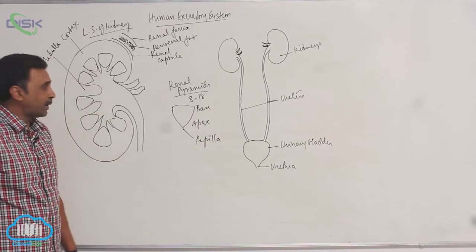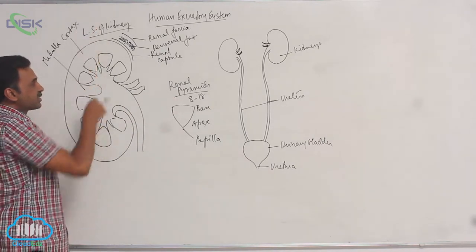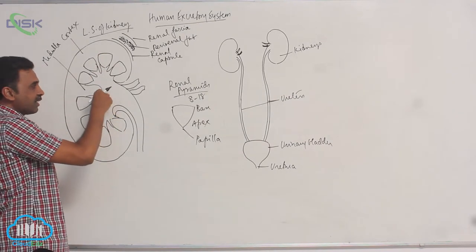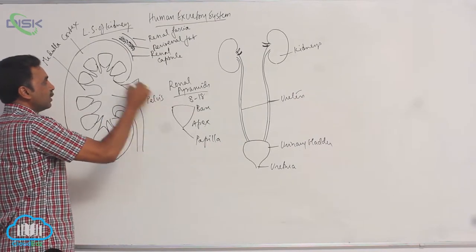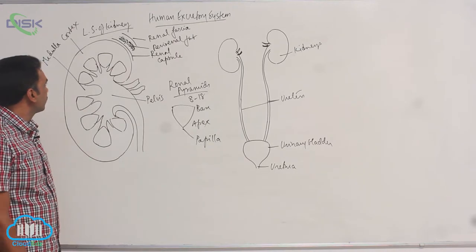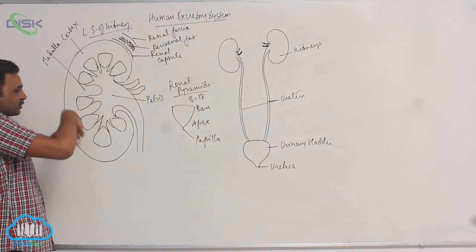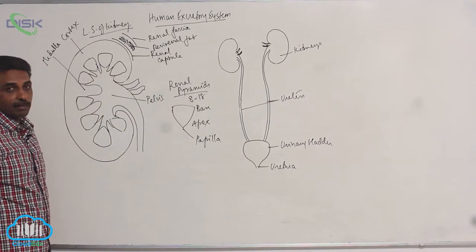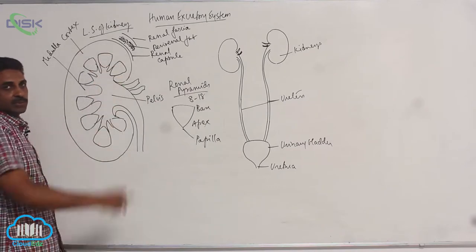It is called papilla. Now, the base is present towards the cortex, and the papilla is projected inwards towards this cavity. This cavity is called the pelvis. So papillae are directed towards the pelvis. Now, I told you cortex is continuous, but medulla is not continuous. It is formed into renal pyramids. Now, in between the renal pyramids, there are gaps.